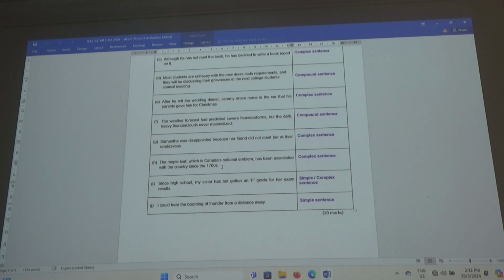Is there any grammar term? Which is Canada's national emblem is the dependent clause. Is that okay? So your question now. My question is, what do you want to know? Which is the subordinating clause there?